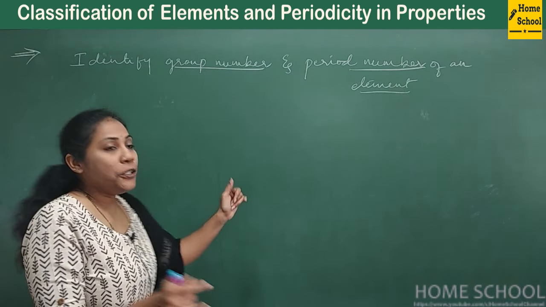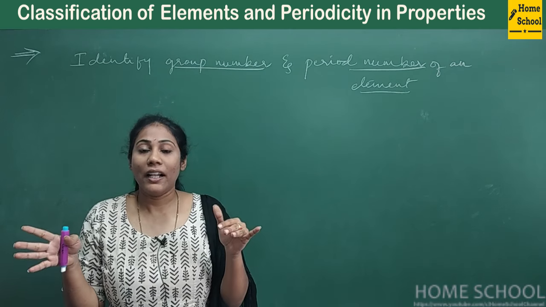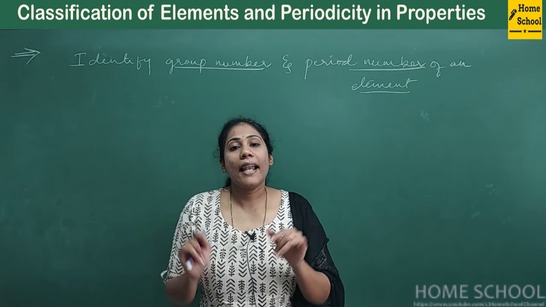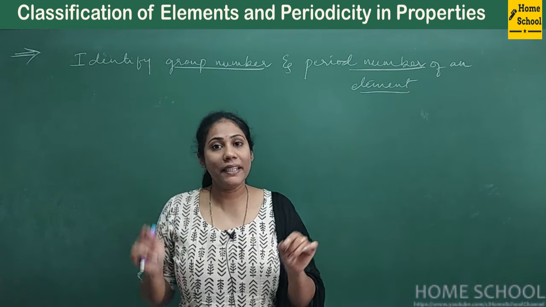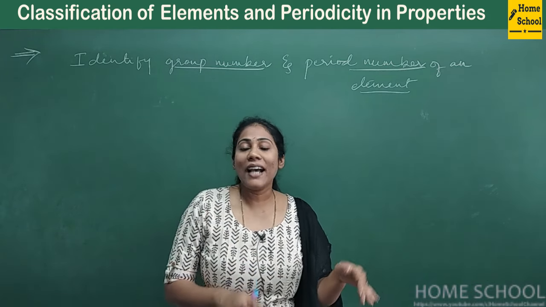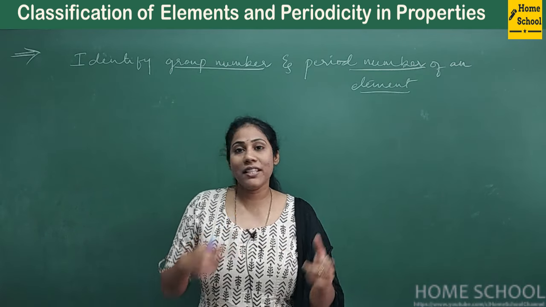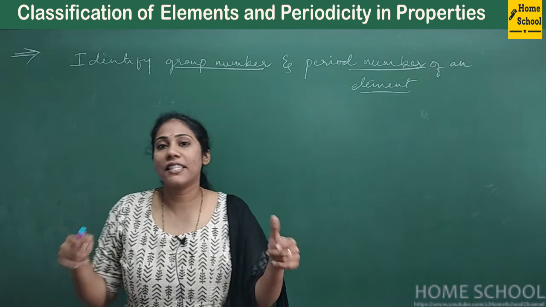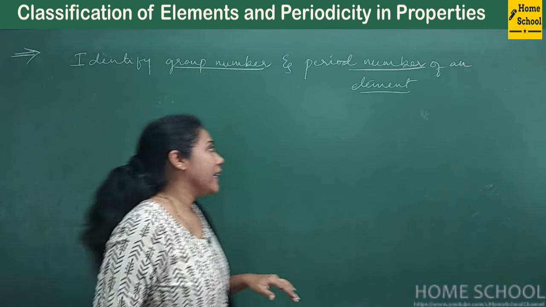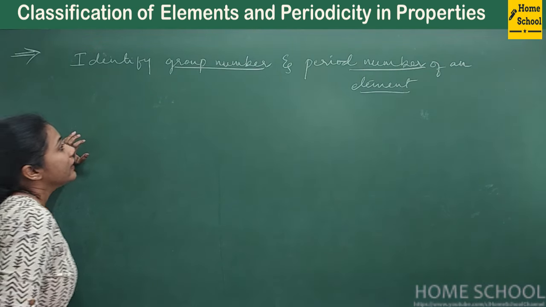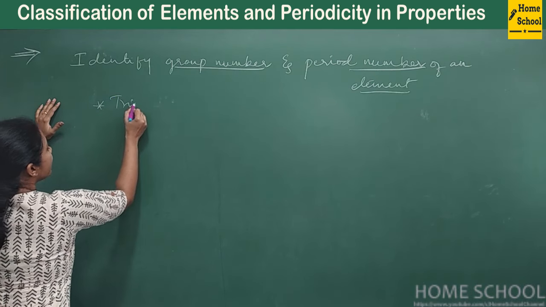For this, you must have an idea about the periodic table, that is the modern periodic table. Henry Moseley classified all the elements in 18 groups and 7 periods, right? All of that I discussed in a very detailed way. You can check my previous video, that is part 2, classification of elements and periodicity in their properties. And coming to the topic, first and foremost, let me tell you trick number 1.